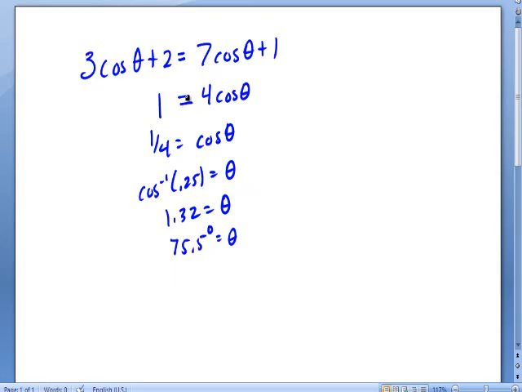Now again, this is not the only solution though. We've got to recognize the fourth quadrant has another solution. So the solution in radians would be 2 pi minus 1.32, or if we're thinking about it in degrees, 360 degrees minus 75.5 degrees. And these would be your two answers after you go ahead and simplify them.